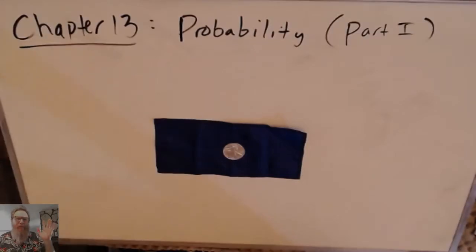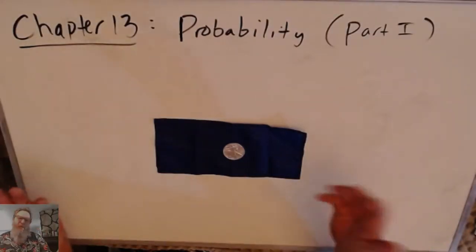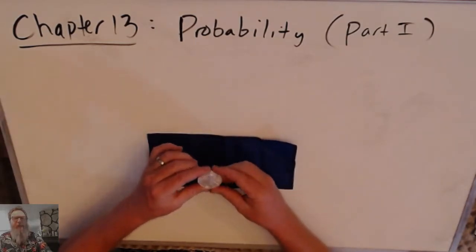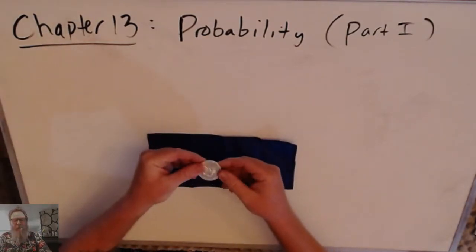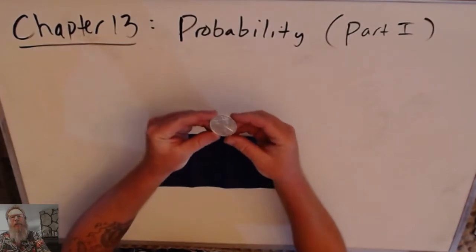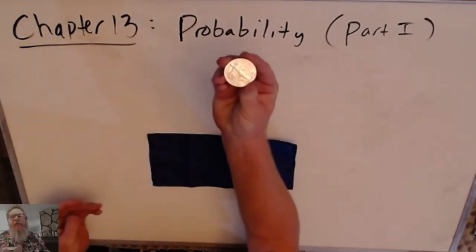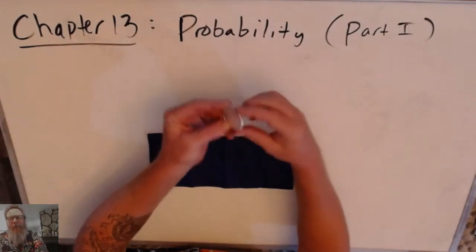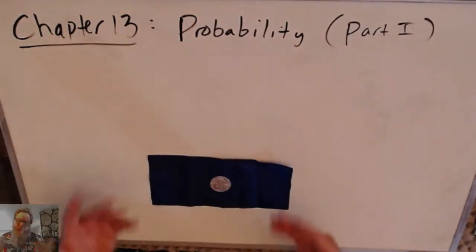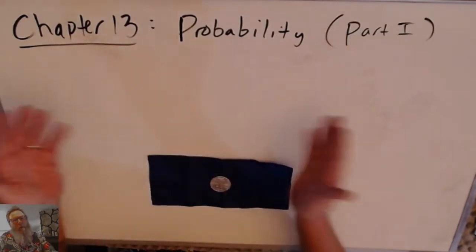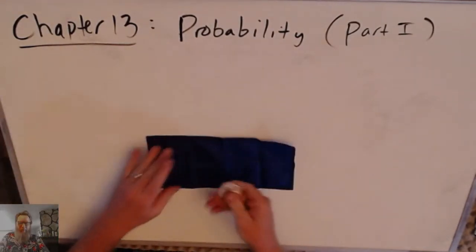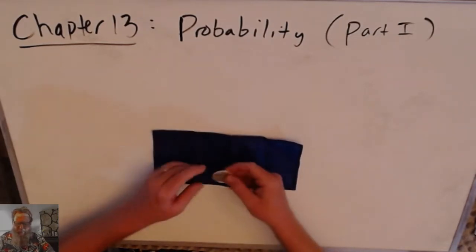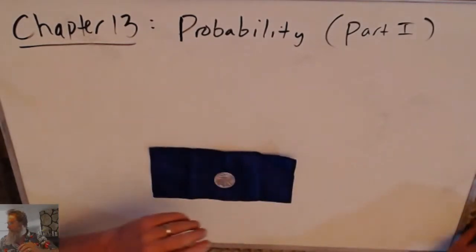So the simplest way to begin discussing probability is to use a coin. There are two sides to the coin. This is the heads, and this is the tails. And so we're going to perform a little experiment using the coin and flipping the coin, of course, and determining what's the probability of a particular outcome.